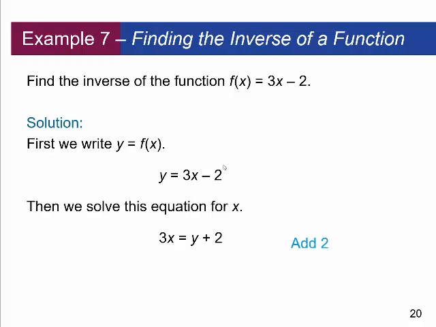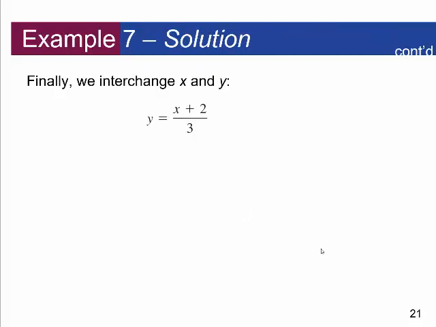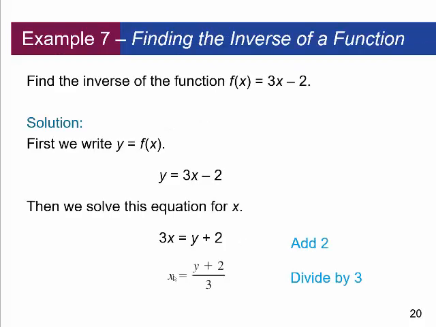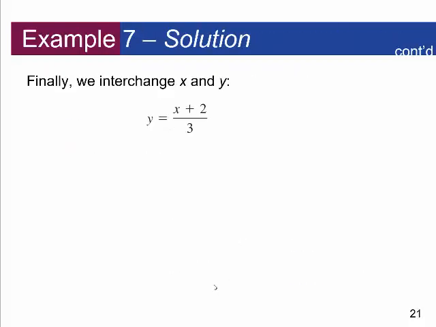So you're going to take this negative 2 and add it over, and then all you're going to do is divide by 3. So you're going to have x is equal to (y plus 2) divided by 3. Finally, you're just going to flip the variables. Notice it was x is equal to (y plus 2) over 3. You're just going to interchange the x and y, and you have y is equal to (x plus 2) over 3.